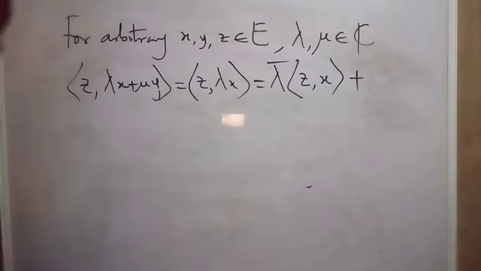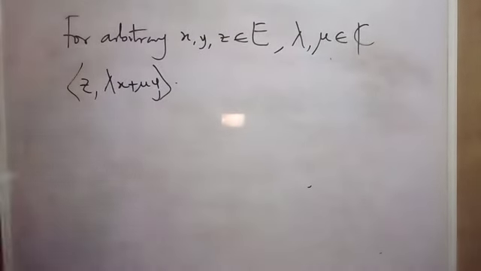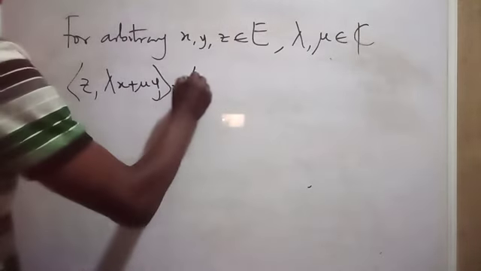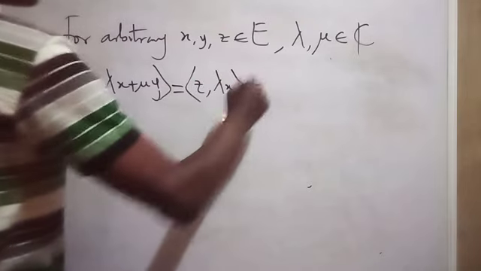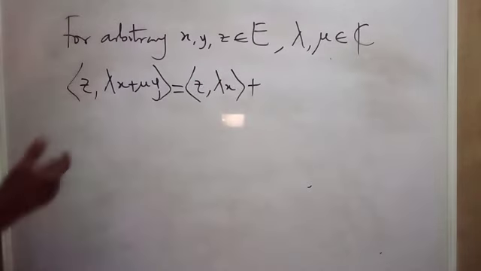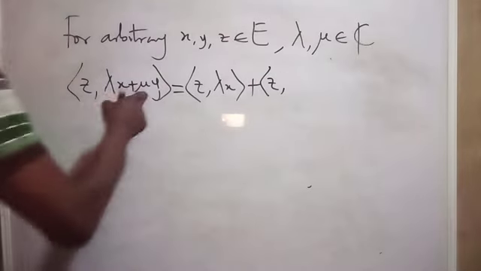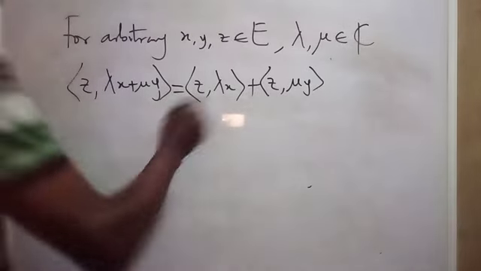Let me write it in the way you understand what I'm saying. If we open this inner product, this could be z, lambda x plus, because it's just as if we are multiplying, you are expanding, z is common, then mu y. So ideally, this is elementary.